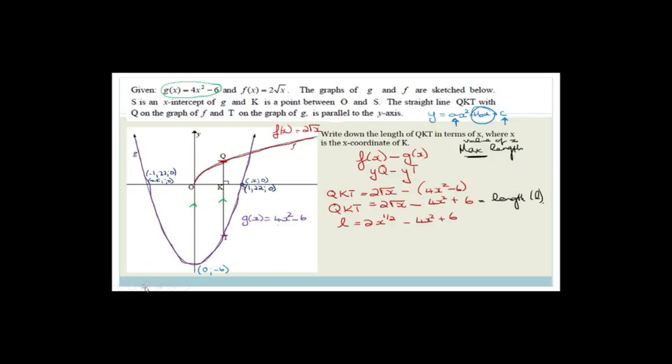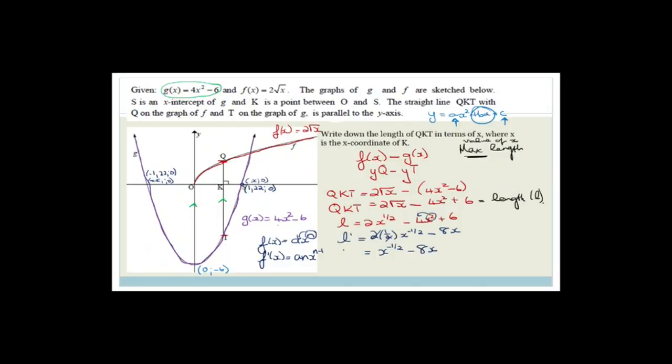So if we want to find the first derivative, let's do that in a different color. L dashed is going to be 2 times a half, x to the minus a half, minus 2 goes to the front, so it becomes 8x, and the constant goes away. Remember, the rule for differentiation is if f of x equals ax to the n, then f dashed of x is a n x to the n minus 1. You bring this number to the front to multiply, and you subtract 1 from the exponent. So 2 times a half is 1, and it's x to the minus a half minus 8x.